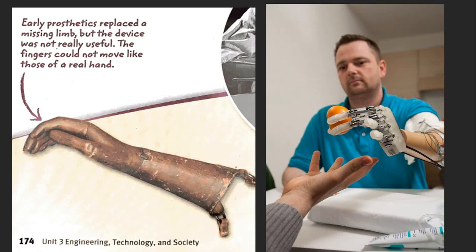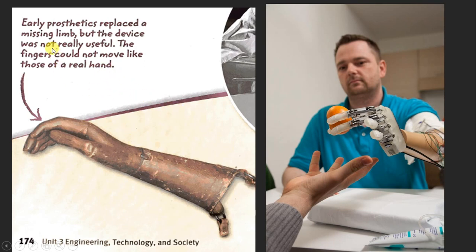The next section is about prosthetic devices. Right, so a prosthetic device is basically something that replaces a missing limb and is supposed to help you function even after you have lost an arm or a leg.